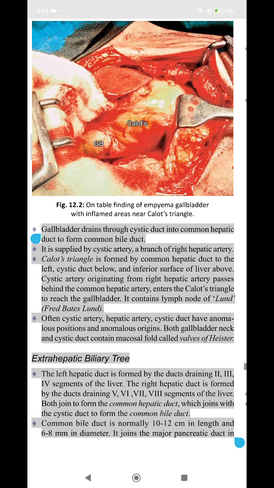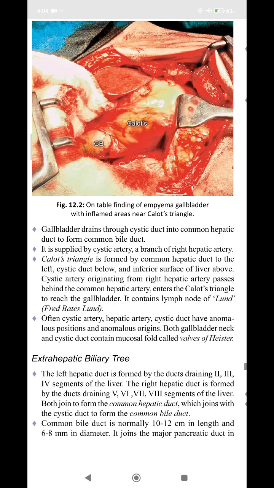Extrahepatic biliary tree. The left hepatic duct is formed by the ducts draining segments 3 and 4 of the liver. The right hepatic duct is formed by the ducts draining segments 5, 6, 7, 8 of the liver. Both join to form the common hepatic duct, which joins with the cystic duct to form the common bile duct. Common bile duct is normally 10 to 12 cm in length and 6 to 8 mm in diameter. It joins the major pancreatic duct.